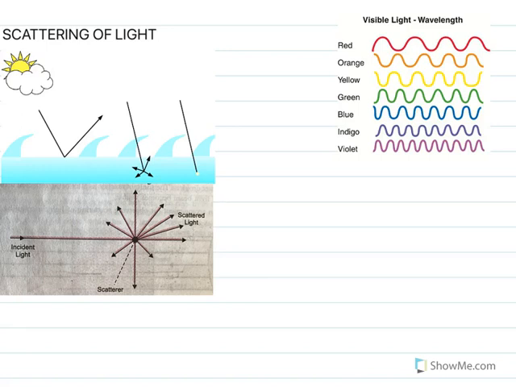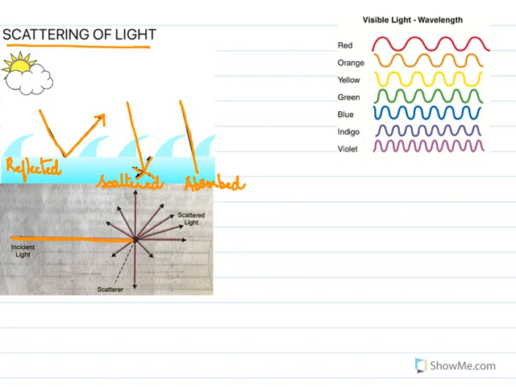When light falls on the surface, a part of it is reflected, a part of it is scattered, and a part of it is absorbed. And today we will study about the scattering of light. So when light falls on any particle or any surface, a part of the light gets scattered in all directions, and we will learn more in detail about the scattering of light.